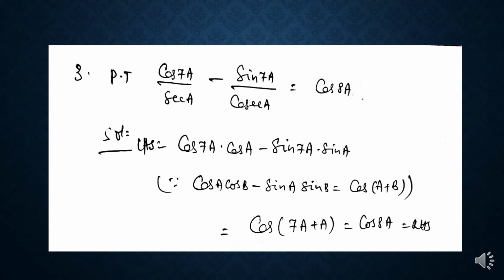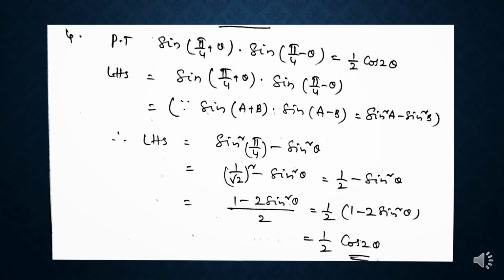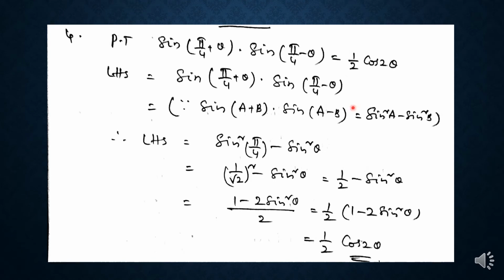Next problem. Prove that sine of pi by 4 plus theta into sine of pi by 4 minus theta is equal to 1 by 2 into cos 2 theta. So by taking LHS, what is LHS? Sine of pi by 4 plus theta into sine of pi by 4 minus theta.